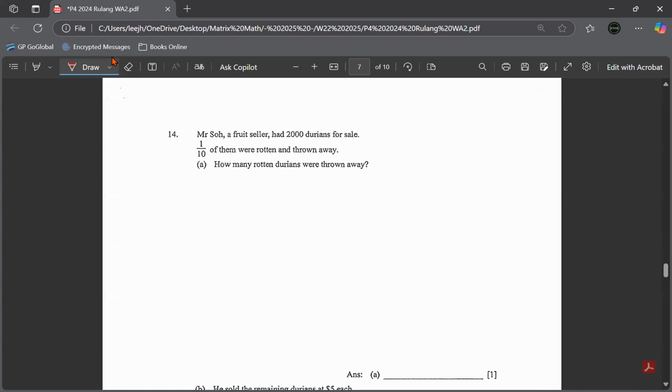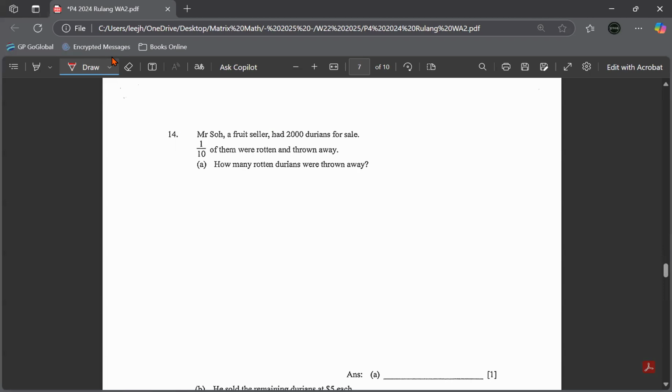Okay. Question 14. Mr. So, a fruit seller, had 2,000 durians for sale. 110 of them were rotten and thrown away. A, how many rotten durians were thrown away? Okay, we solve A first. Then we look at B.